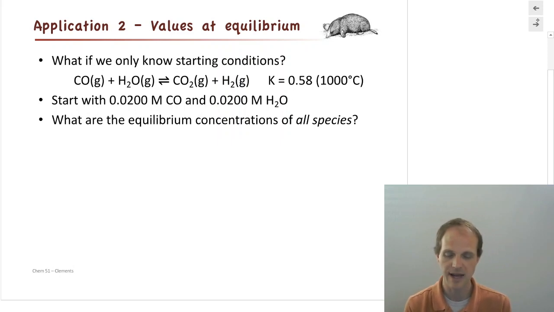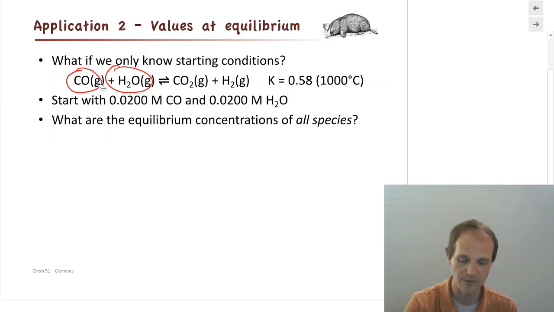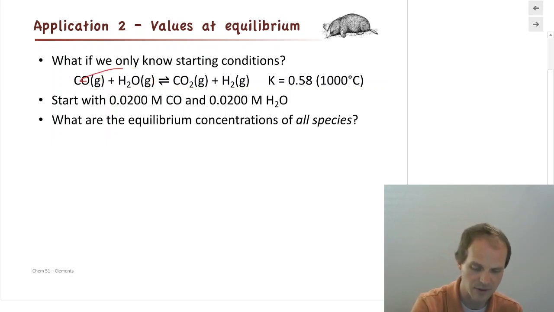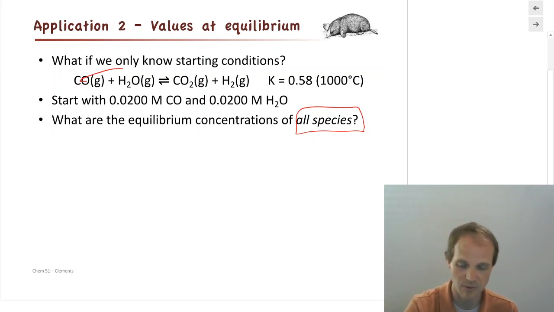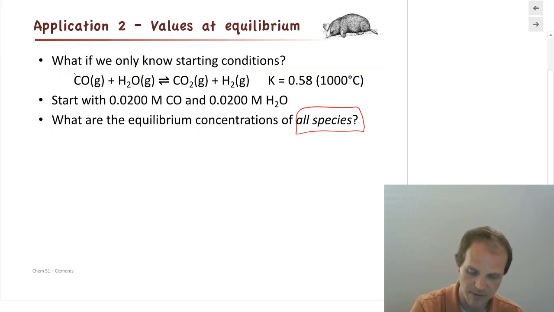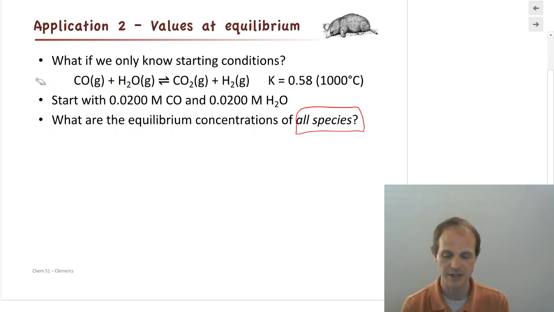So we've got this reaction here that we had a few slides ago. Carbon monoxide and water goes to CO2 and H2. We've got a K value for it at 1,000 degrees Celsius. And we're going to start with 0.02 molar CO, right? That's one of our reactants, and 0.02 molar H2O, another one of our reactants. And what we want to know is, what is the equilibrium concentration of all species, right? And species are not animals and plants and things like that. They are just all the different chemicals. So what we want to know is the equilibrium concentration of CO, of water, of CO2, and of H2, everything that appears in that overall balanced chemical reaction.